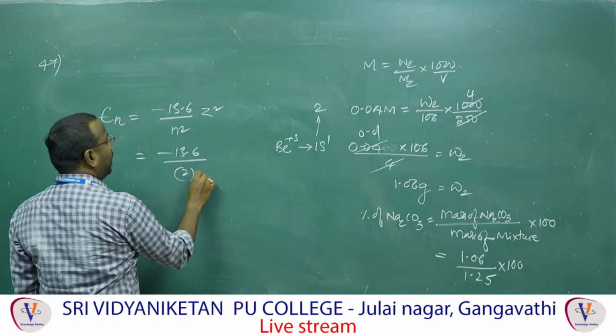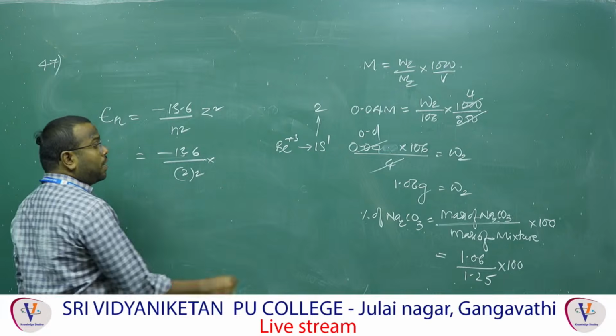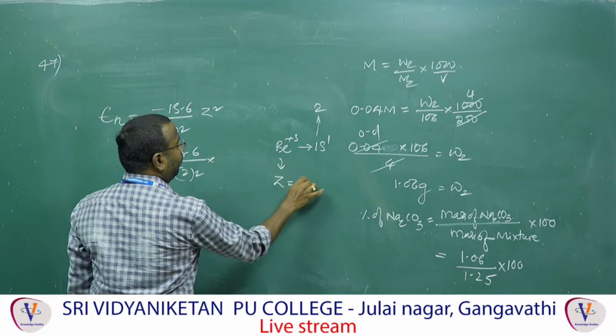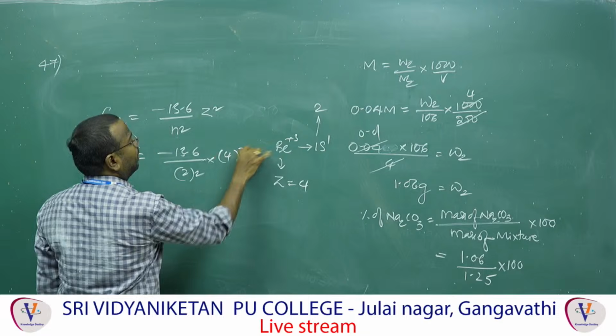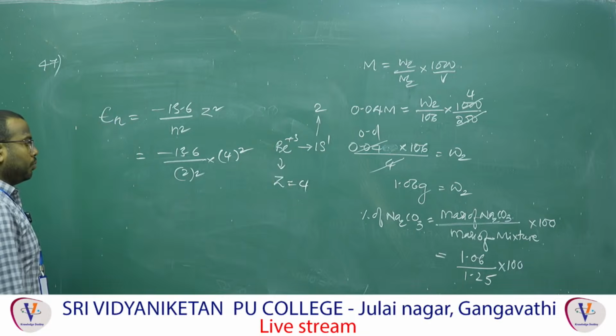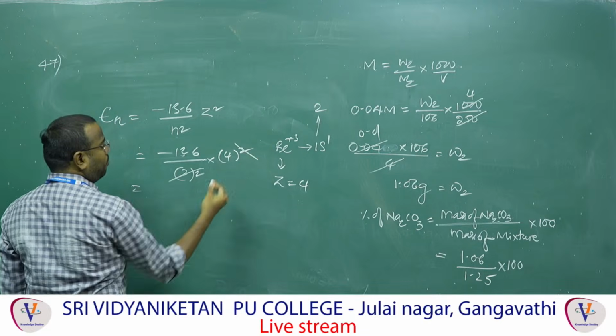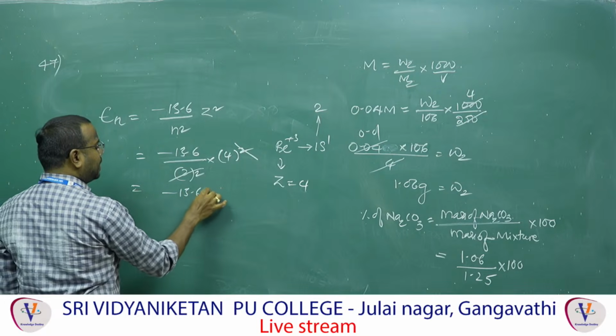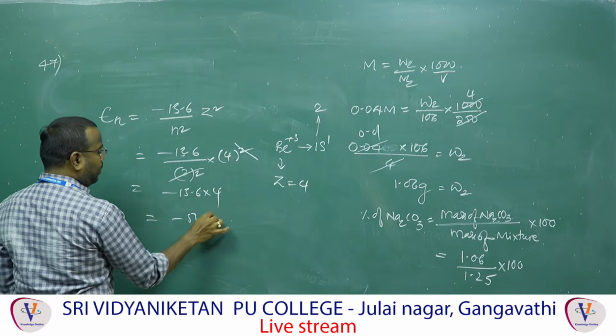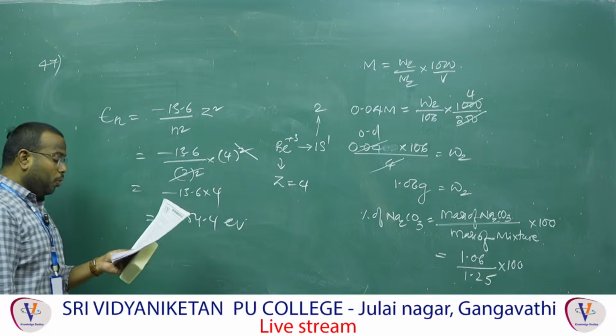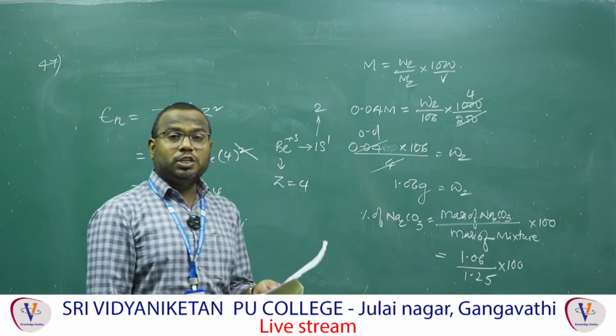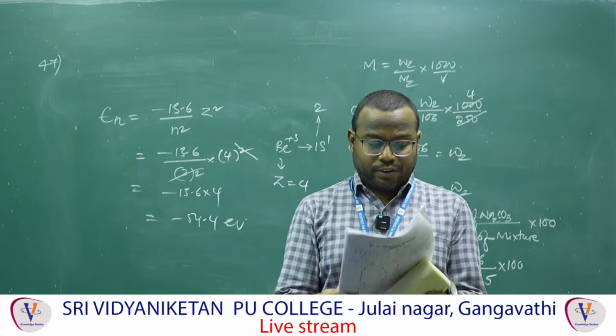So, 2 square in the denominator and Z square in the numerator. Beryllium's atomic number is 4, so 4 square. That means the 4 cancels. 13.6 into 4 is 54.4 electron volt. They only asked for the magnitude, and the second option is correct.